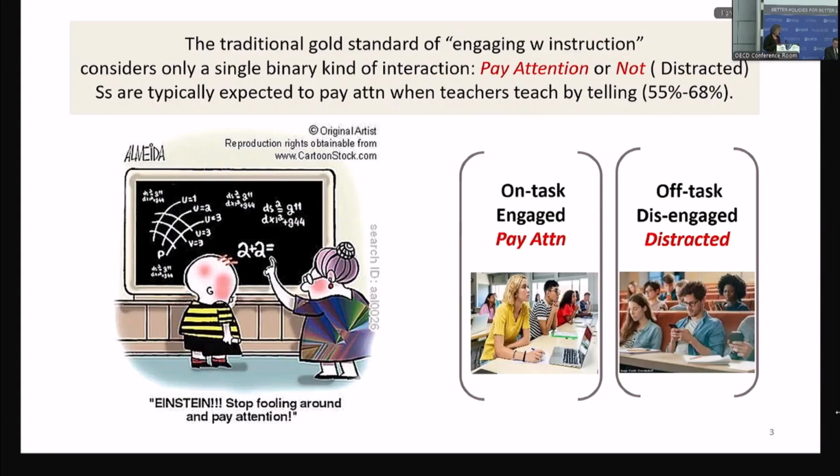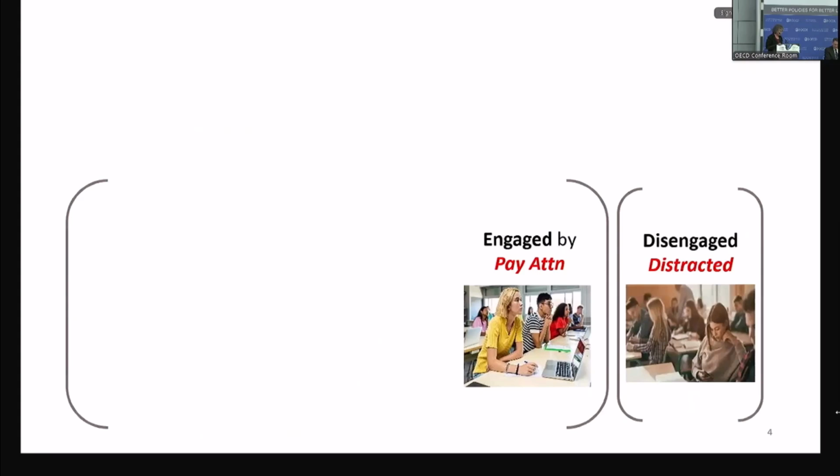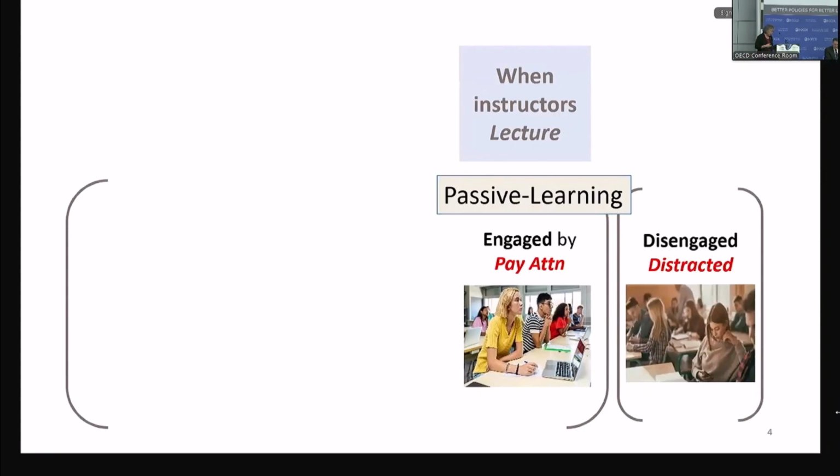As this cartoon says, Einstein, stop fooling around and pay attention. That's what we all think about when we lecture or explain. We expect students to pay attention. When students only pay attention, we call that passive learning.